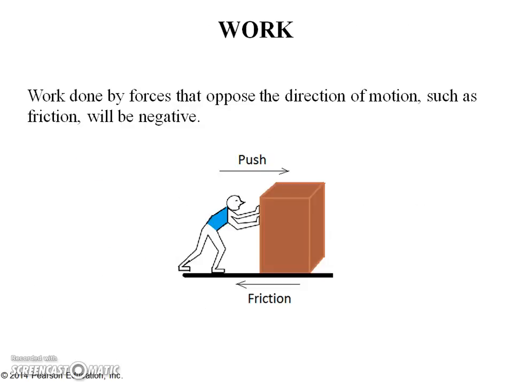Let's analyze work done by the force push and the force friction. The work done by push is positive because it's in the same direction as motion. And if you think about it, it creates motion to the object. So therefore, the value of work is positive. On the other hand, if we look at the work done by friction, it's negative because it's the opposite direction of motion. And again, if you think about it, friction is slowing down the motion of the object. So therefore, the value of work is negative.